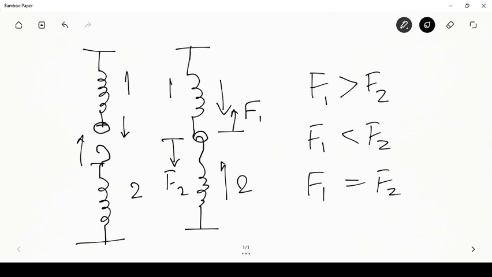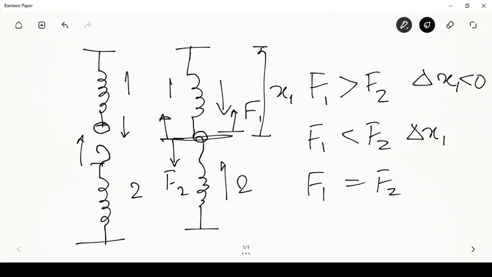So what happens if F1 is greater than F2? Then the spring number 1 is able to pull the spring number 2. So the movement of the point of interaction would be upwards because F1 is pulling it upwards. So then if I call the length of this object as x1, then delta x1 is less than 0 because x1 decreases, right? And what happens if F2 is greater, that is F1 is less than F2, then the delta x1 is greater than 0. And what happens when they are equal? Then delta x1 will be equal to 0.